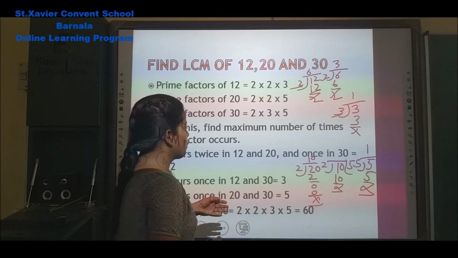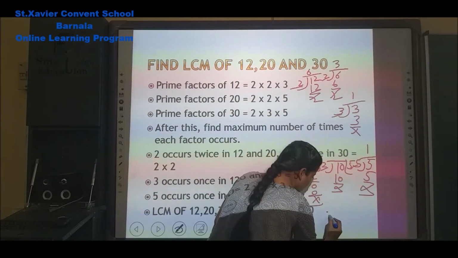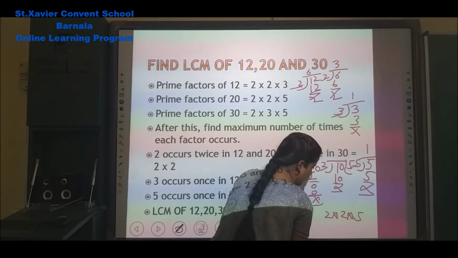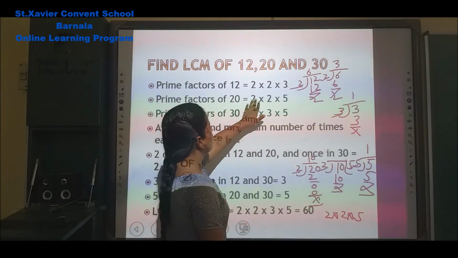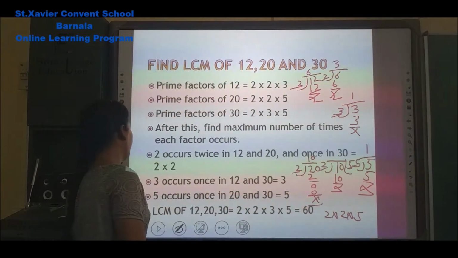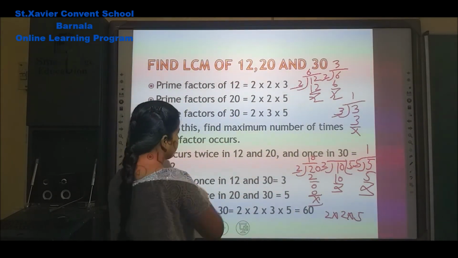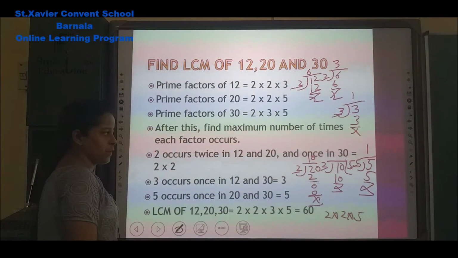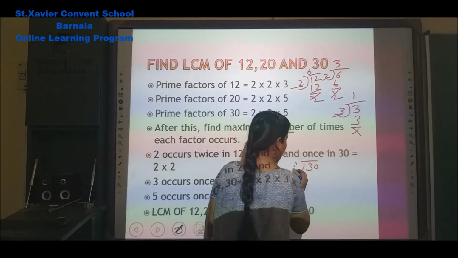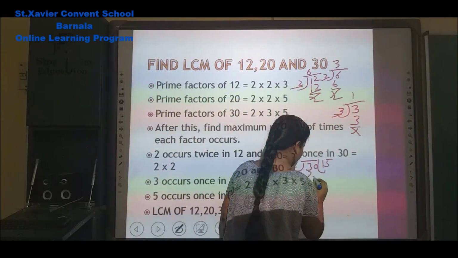So the prime factors of 20 are 2, 2 and 5. 2 multiplied by 2 multiplied by 5. 2 multiplied by 2 is 4. 4 multiplied by 5 is equal to 20. Now we find the prime factors of 30. First we divide 30 by the first prime number 2. Then we get the result 15.